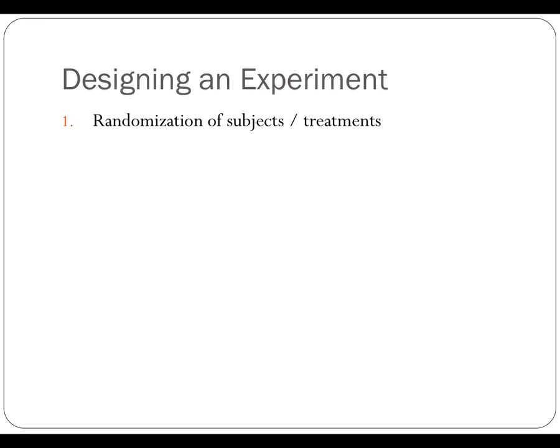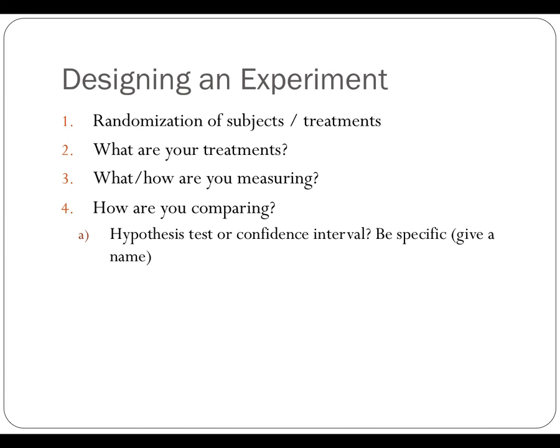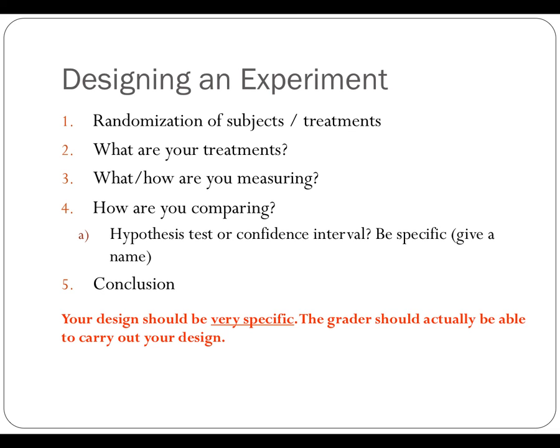Okay. Designing an experiment. You have to tell me, how am I going to randomize? What are the treatments? What are you going to measure? And then how are you comparing? In this chapter, we didn't yet know hypothesis tests or confidence intervals. Now we do. So when you're talking about how you're going to compare, you need to be specific. So I'm going to do a 2-sample hypothesis test for the difference in population means. Whatever the case may be, you need to be specific. And then a conclusion. You have to be very specific in your design, specific enough so that I can carry it out, and that somebody else can carry out the same experiment.